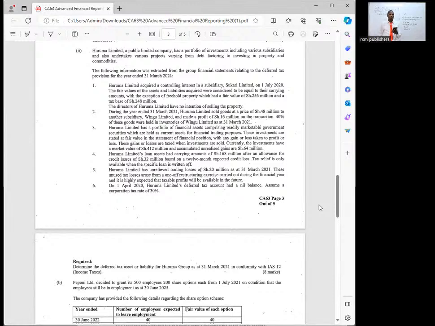As I read this question, in fact, I'm at the last point. Please make sure that you take a picture of that question, after which we shall be getting the solution to this. On 1st April 2020, Huruma Limited's deferred tax account had a nil balance, assume a corporation tax rate of 30%. Now, when they talk about the corporation tax rate, this is the current tax, the tax that is payable by every company after 1 year.